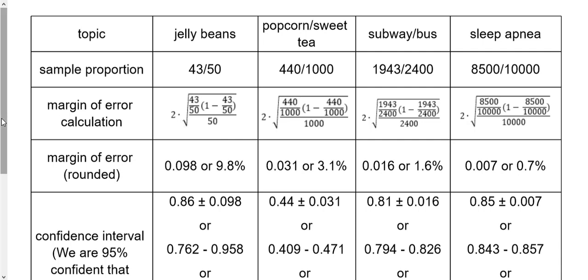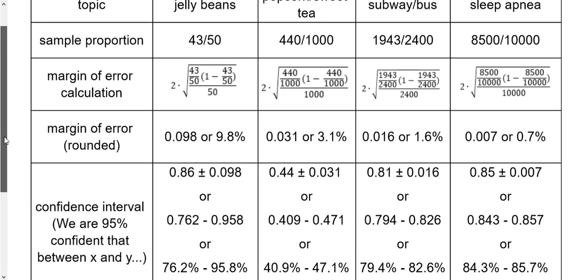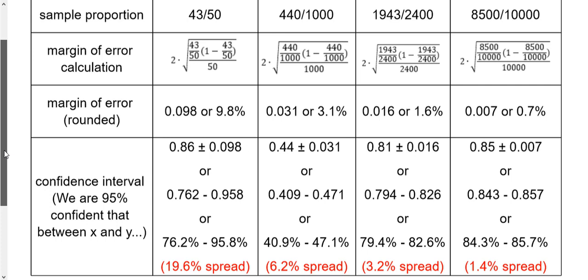Does anybody know why these margins of error are getting smaller? Anyone figure out what's the difference in this particular study here, and this one here, and this one here, and that one there?